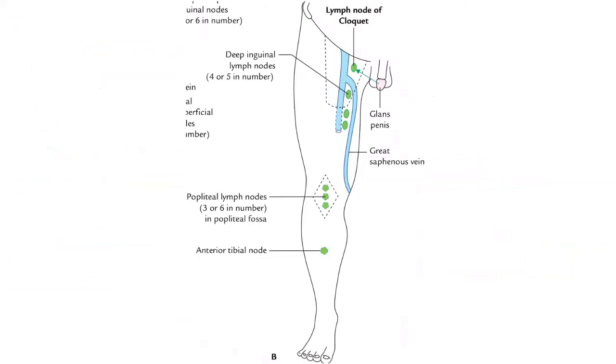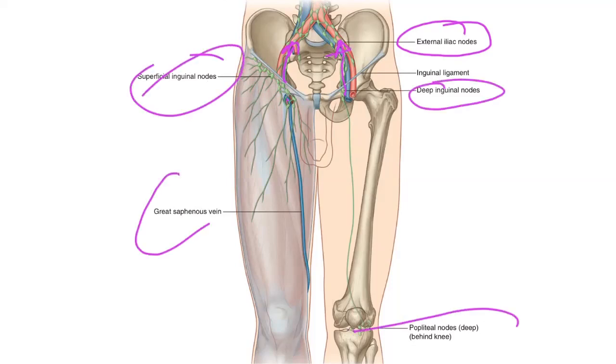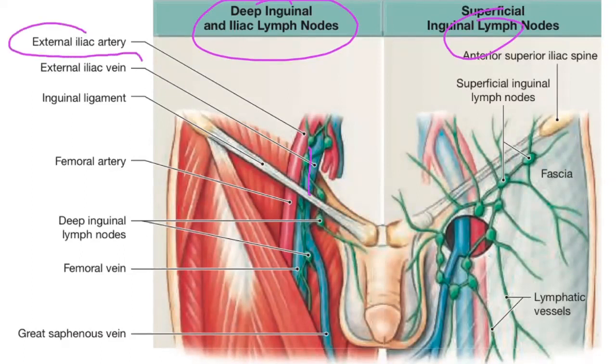So all of these are from different popliteal. Okay. You see the external iliac nodes, right? So from deep they go into the external iliac. Okay. These are the deep. These are the superficial. The popliteals. You see, these are the deep inguinal lymph nodes and superficial inguinal lymph nodes, right? The deep ones are going into the external iliac. Okay.